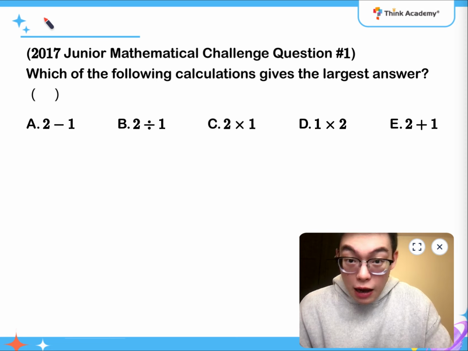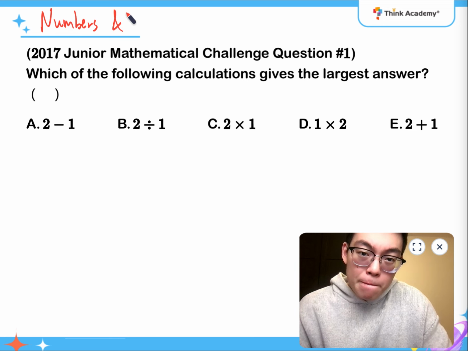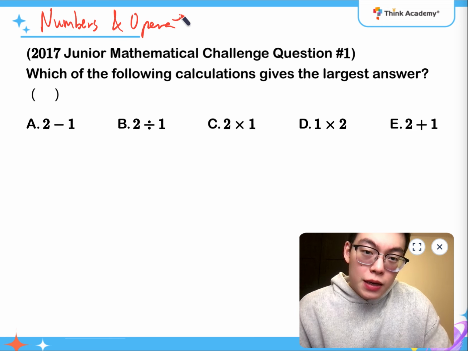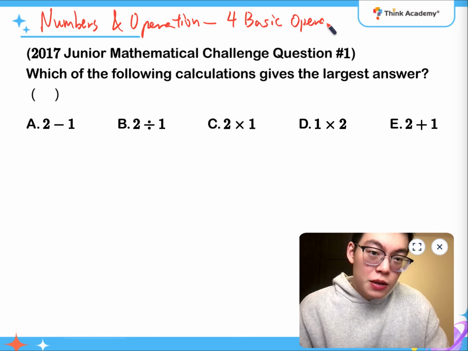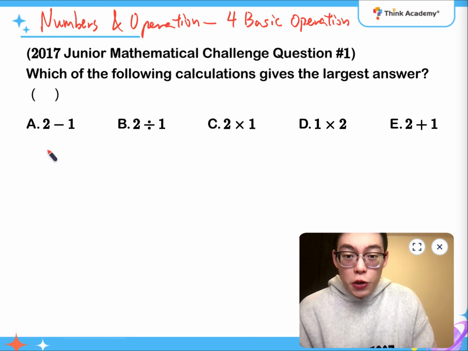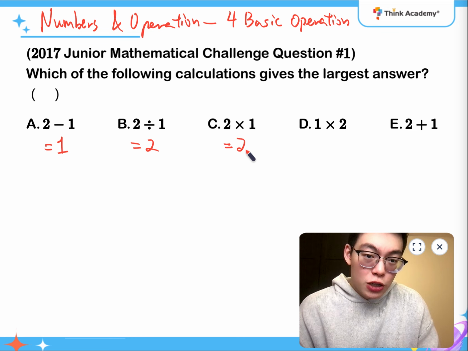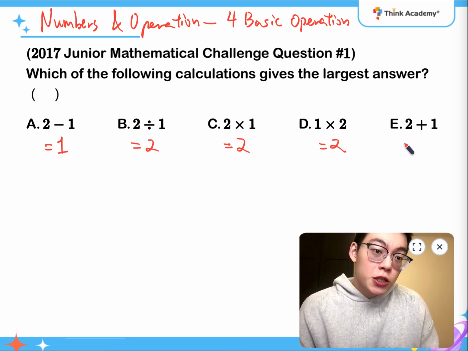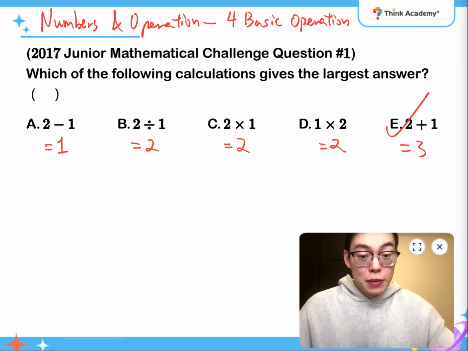This is a really simple numbers and operations problem. And of course, it's just about the four basic operations. So essentially, this is just a calculation question. 2 take away 1, that's 1. 2 divided by 1, that's 2. 2 times 1, that's 2. 1 times 2, that's also 2. 2 adding 1, that's 3. So the largest one, of course, is going to be E. I don't expect anyone getting this wrong, right?